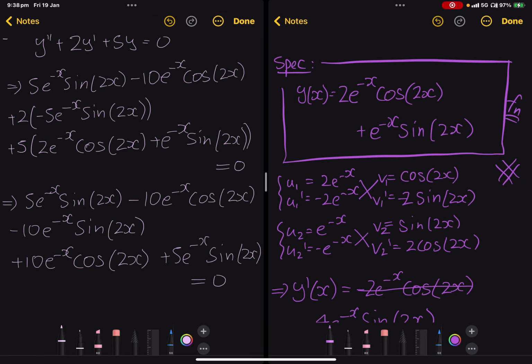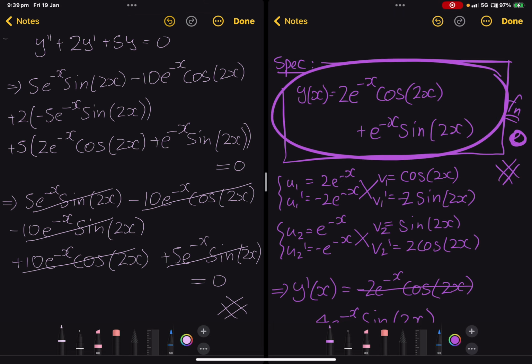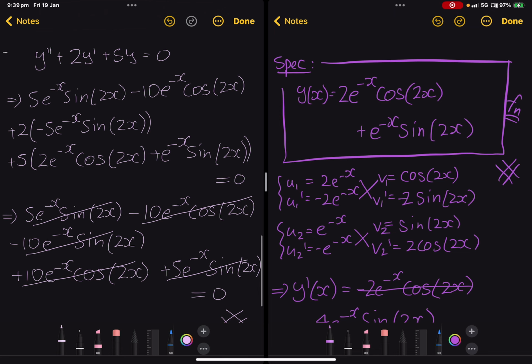Well, now we can just cancel. So we have a plus 10e to the minus x cosine, and we have a minus 10, so they cancel. We have 2 plus 5e to the minus x sines and a minus 10, so this all cancels. So this definitely is 0. So the function that we have over here on the right hand side of the screen definitely is a possible solution to this second order differential equation. And this was one way to do this.